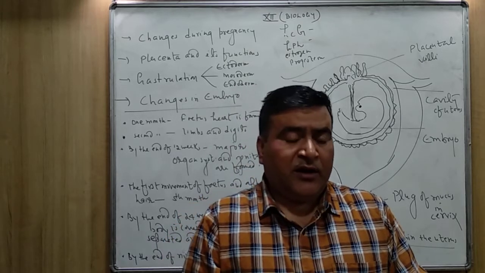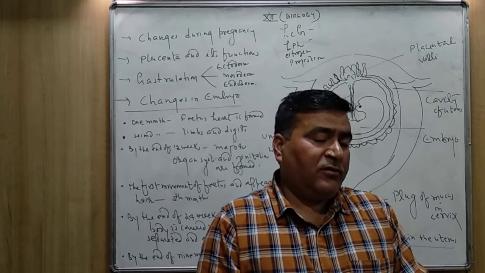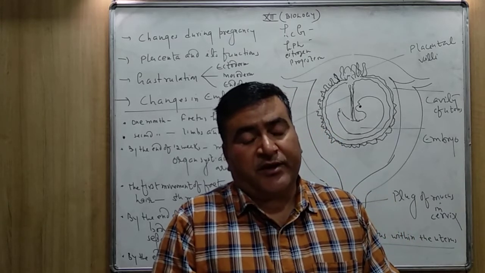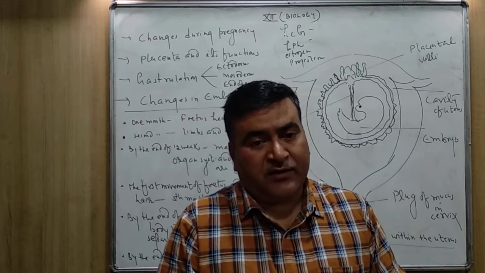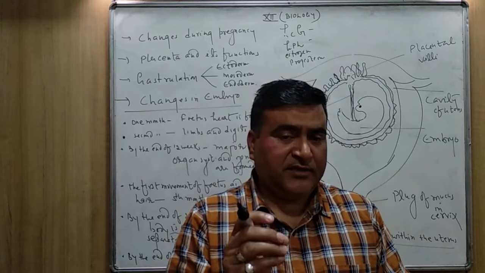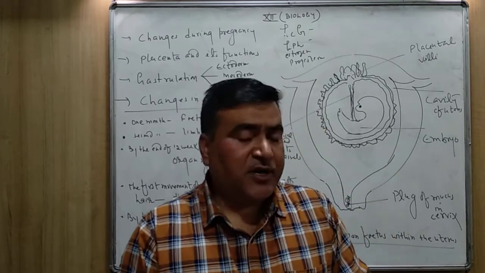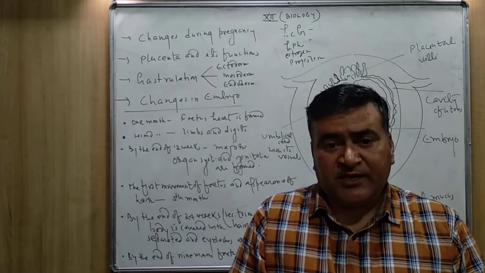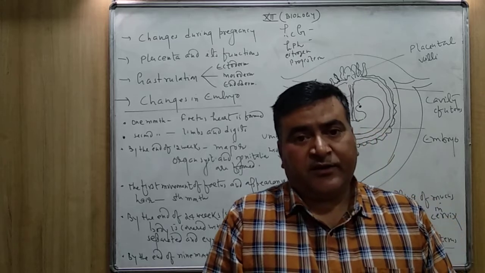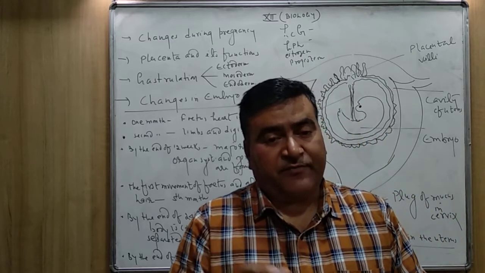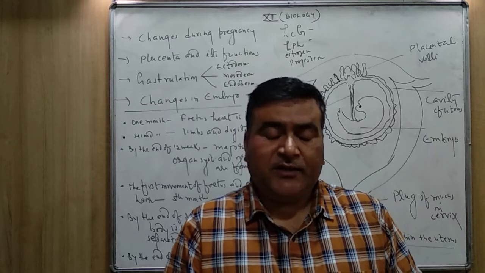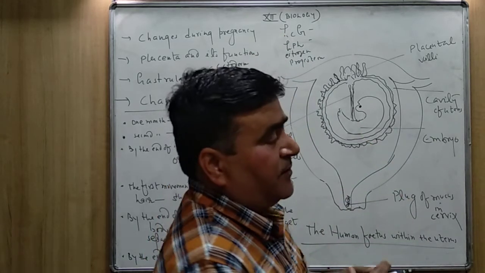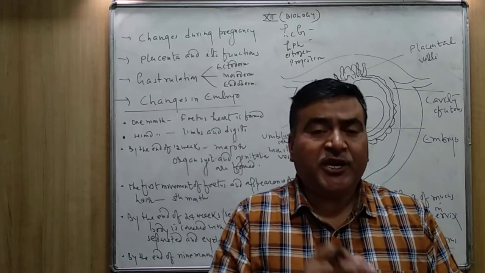Now you tell me the hormones which are secreted during the pregnancy time only. This is a very important question. Name the hormones which are secreted by the human female during the pregnancy time only. And these hormones are HCG, HPL and relaxin. 3 hormones are there.